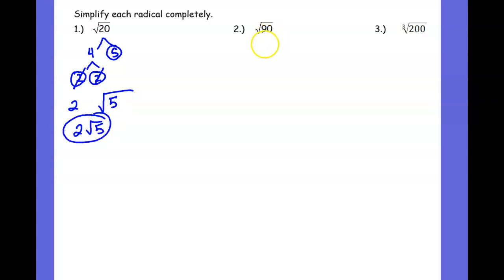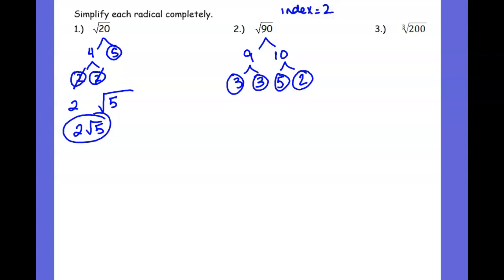Okay, 90, maybe 9 and 10 I start with. And this is where I see most of the mistakes, are people just trying to get the right factors. Okay, 5 and 2, they're both prime. So again, my index is 2, and you may want to write that each time, index equals 2, so you don't forget what you're looking for, either doubles or triples. In this case, we're looking for doubles. So we got one set of double 3's on the outside, and on the inside, we have 5 and 2 left. So it's 3 radical 10.